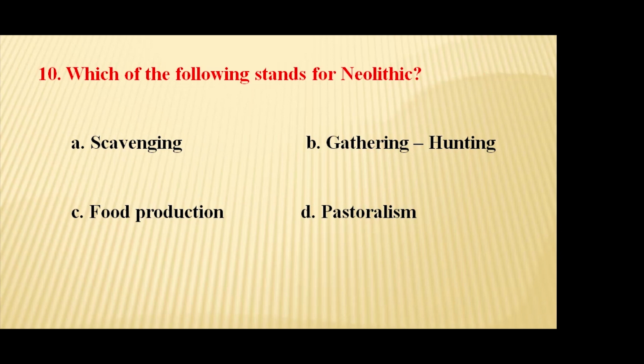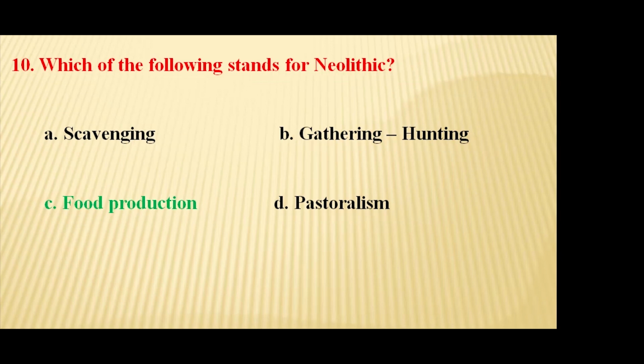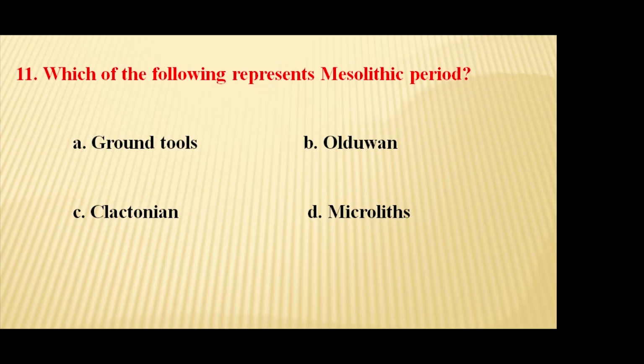Question number 10. Which of the following stands for Neolithic? Option A. Scavenging. Option B. Gathering, hunting. Option C. Food production. Option D. Pastoralism. And the correct answer is option C. Food production.